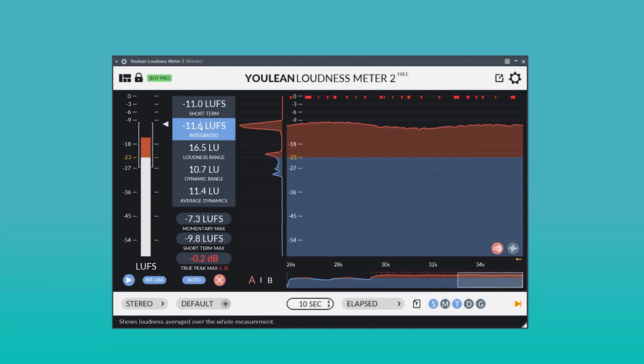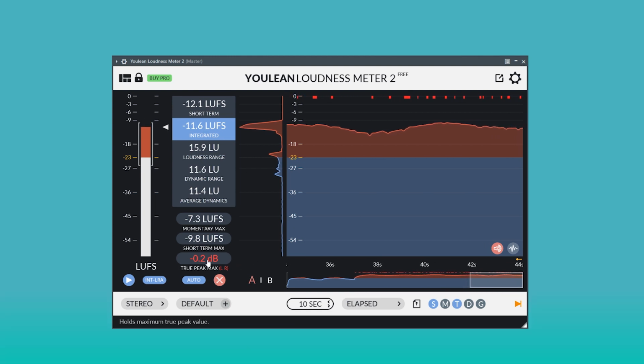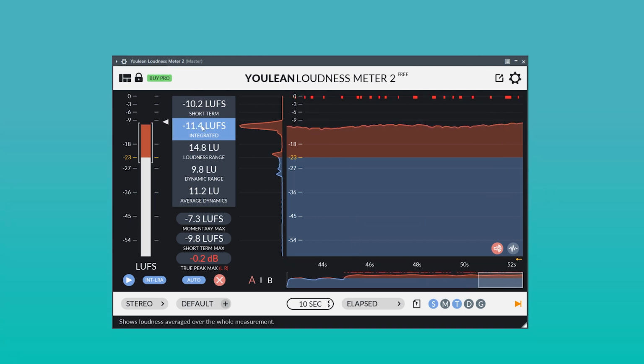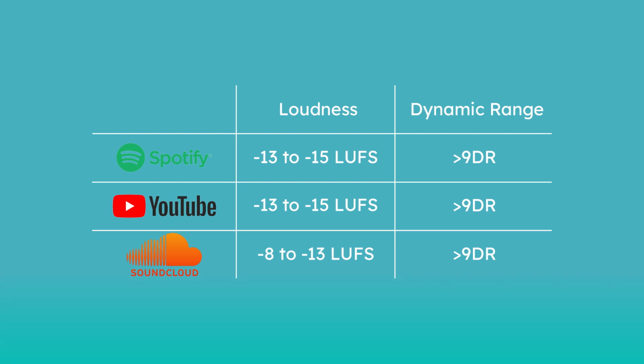the integrated LUFS. By the way, LUFS stands for loudness units relative to full scale, which basically measures the loudness, and the true peak here, which shouldn't exceed 0 dB because you'll be clipping. With your limiter, you can match the loudness here to your track, so it sounds as loud as the reference track. Also, when you're mastering for streaming platforms like Spotify or SoundCloud or Beatport, here's a table that shows you how loud your track should be.